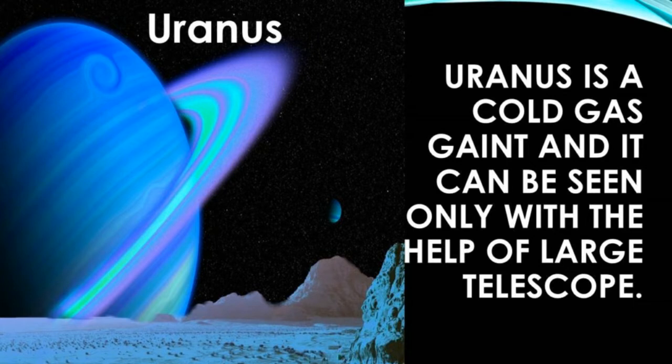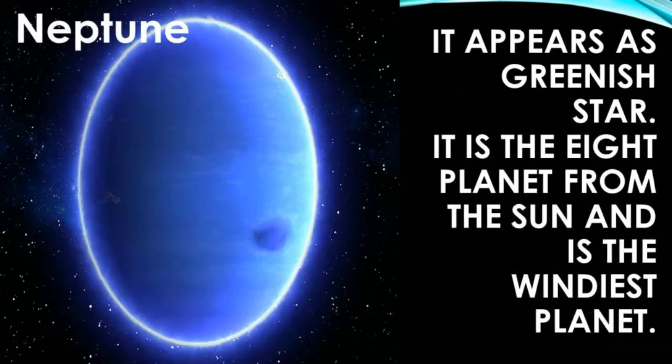Uranus. Uranus is a cold gas giant and it can be seen only with the help of a large telescope. It has a greatly tilted axis of rotation. As a result, in its orbital motion, it appears to roll on its side. Due to its peculiar tilt, it has the longest summers and winters, each lasting 42 years.